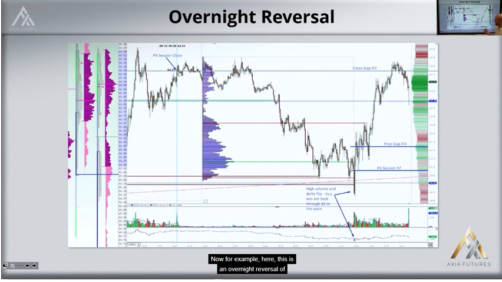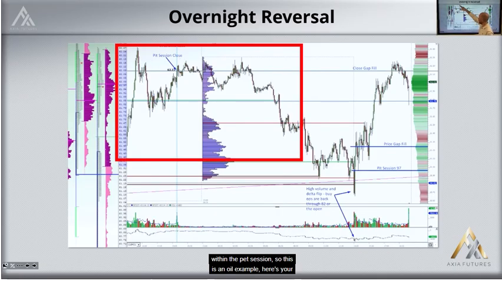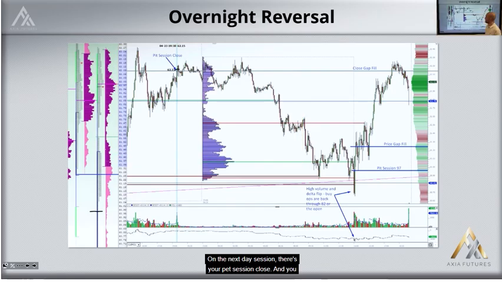Another example here, this is an overnight reversal of direction. Whilst the overnight move is still well within the pit session, so this is an oil example, here's your pit session move, all of this here, the overnight move just reverses that. So it doesn't actually move you outside of the previous pit session range. It does open slightly lower on the next day session. But there's your pit session close.